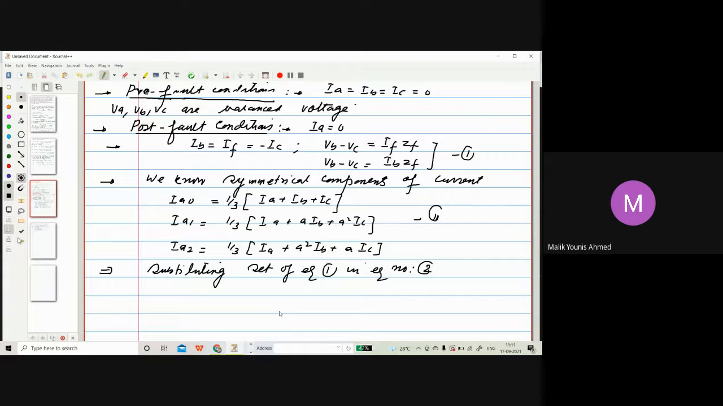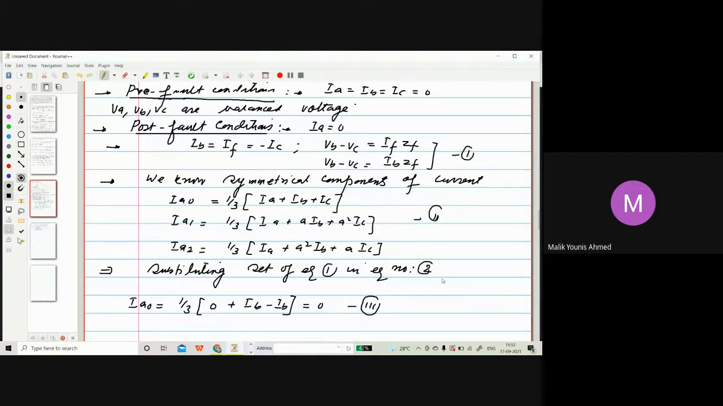So what will be the first case? First case will be IA0. Let us find this. IA is 0, so 1 by 3 (0 plus IB plus IC), but we know that IB is equal to the fault current, which is equal to minus IC. So instead of IC, I can write minus IB. So that will be equal to 0. So IA0 will be equal to 0. Let's call it equation number 3.